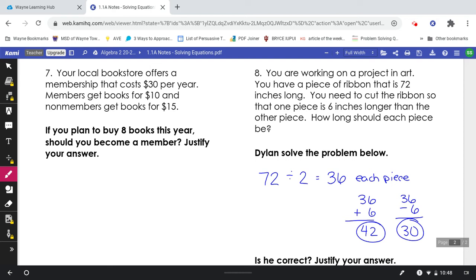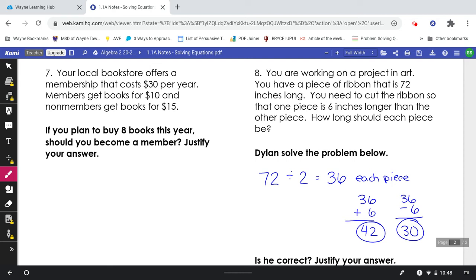Or if you'd rather just write down your work, that's fine too. Your local bookstore offers a membership that costs $30 per year. Members get books for $10 and non-members get books for $15. So let me just think about what that means. I have to pay for the membership, $30, but I get a discount every time I buy a book. If you plan to buy 8 books this year, should you become a member?